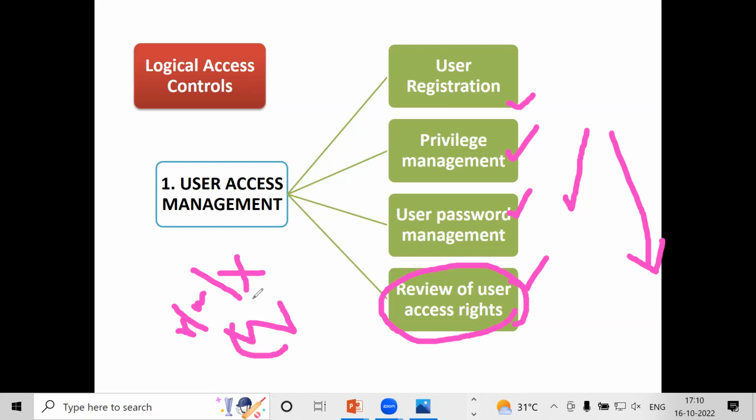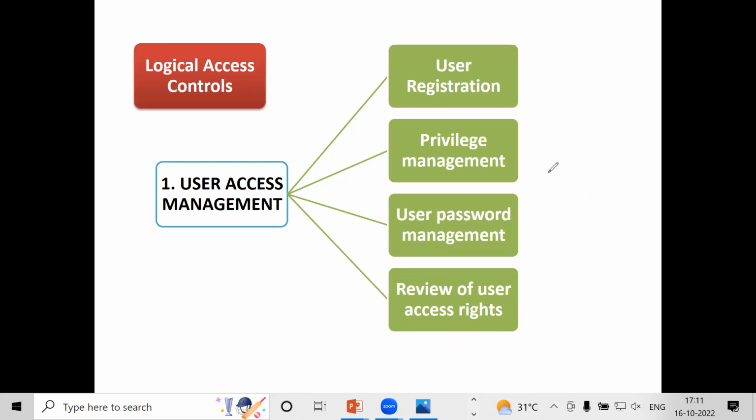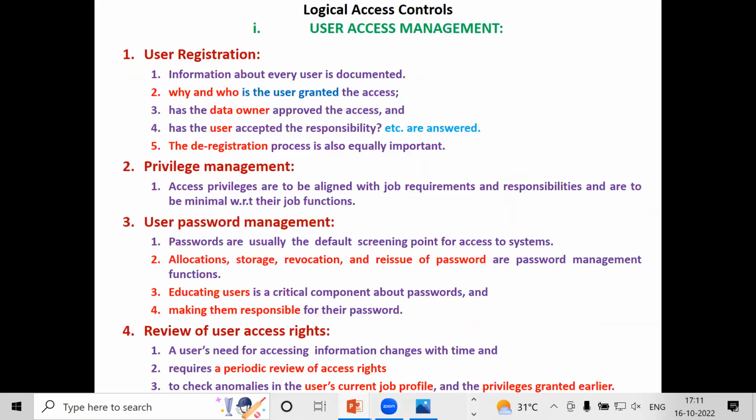Suppose read permission alone is given, and write and execute are not given. When he is elevated as a manager, write permission can be given. So this is what is referred to as review of user access rights. Once he leaves the organization, or is sometimes downgraded, the access rights have to be modified. This is what is referred to as review of access rights.